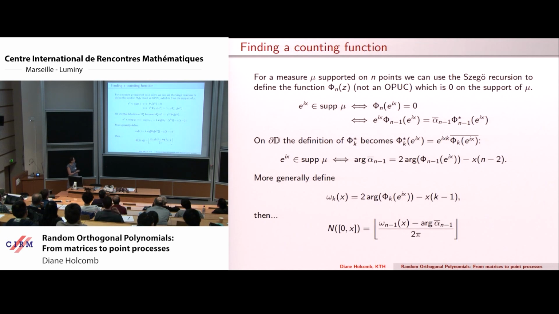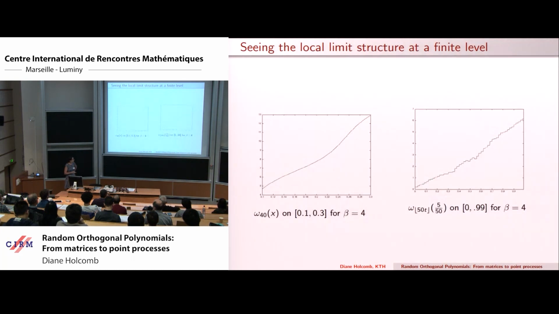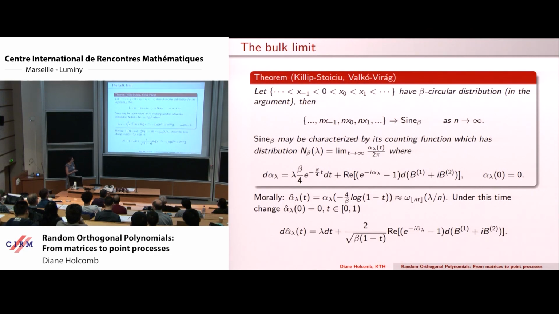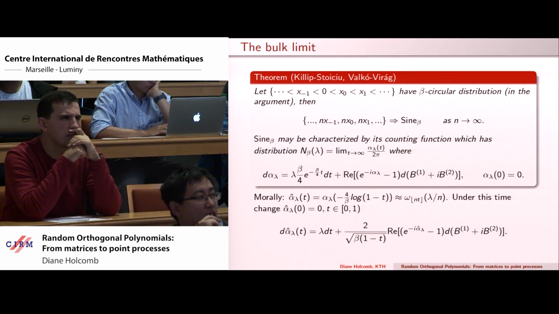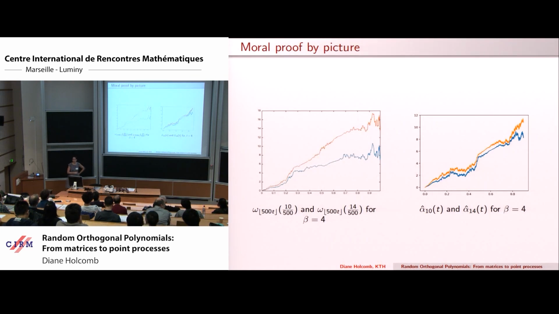It's twice the argument of your orthogonal polynomial minus x times k minus 1. It turns out to be the right quantity to look at for counting the shift through the phase. Right, so we had this omega function, and really this omega is more naturally analogous to this alpha hat, which is just this alpha under a time change. And the only reason I'm going to tell you that is because I'm going to show you a picture of it on the next slide.